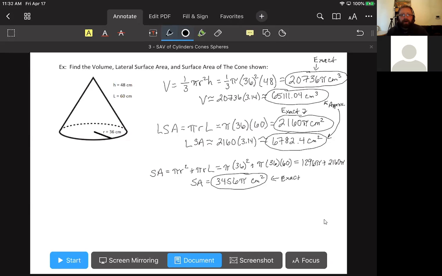Depends on what calculator you have. If you have the yellow calculator, you can put it in with the pi button to get the exact answer, but then you'll have to plug in 3.14 to get the correct approximated answer. Then for the approximate answer, we're going to multiply 3,456 times 3.14, which is approximately 10,851.84 square centimeters. That's our approximate answer.